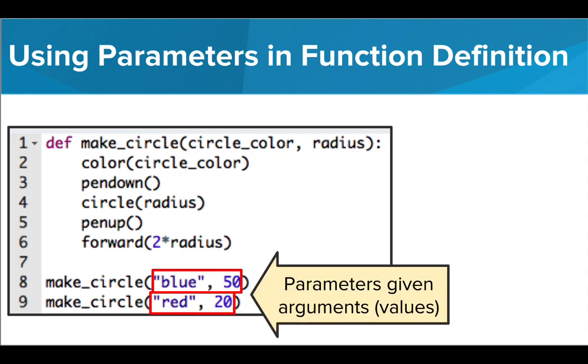In our function call, you'll see that we have provided the two arguments to be used throughout the function. We are first using blue for our circle color parameter and 50 for our radius parameter. Tracy reads the arguments in order and assigns them to the parameters in the same order. After the first function is complete, the same function is being called, but instead with red for the circle color parameter and 20 for the radius.